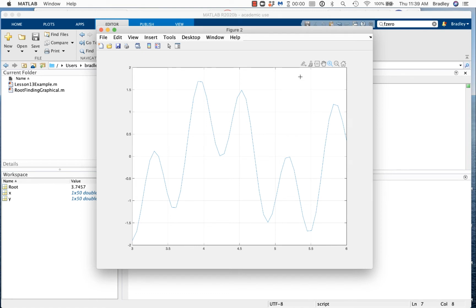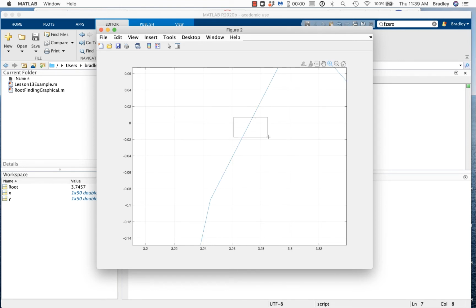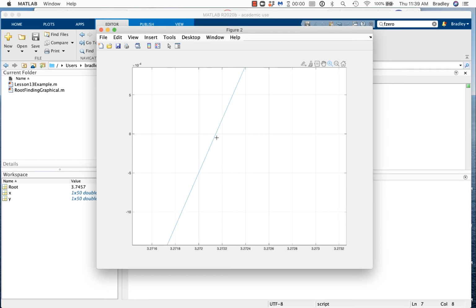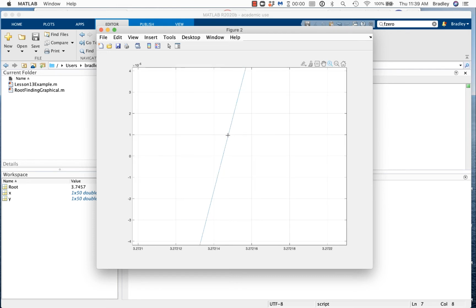The next part is going to be to zoom in to, let's say, the first root, finding where it crosses 0, and then looking at the x-axis. We see that it crosses 0 between 3.27 and 3.275. And so this means that we know our root to at least one decimal place. We could continue zooming in a little bit further. And here's our point. We see that we are between 3.27214 and 3.27216. So now we have this narrowed down to 3 decimal places. So we can say that our root is located at 3.272.